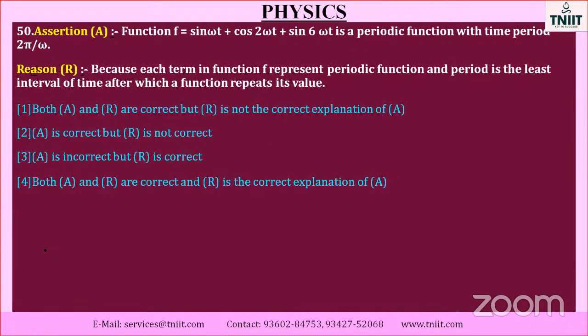F is equal to sine omega t plus cos omega t. Sine 6 omega t will be a periodic function with a time period 2 pi by omega. All sine functions are periodic. So this assertion is going to be true, because each term is a periodic function. Yes. So the reason is correct, and the reason is the correct explanation for the assertion. So option 4 will be the right answer.